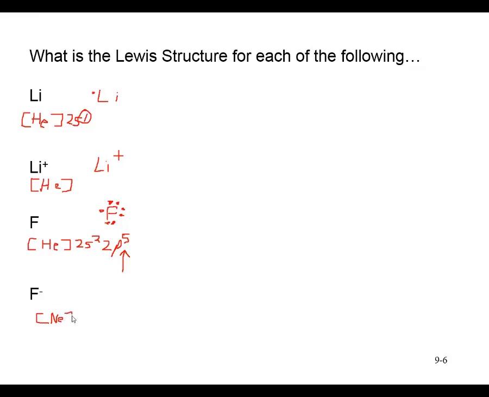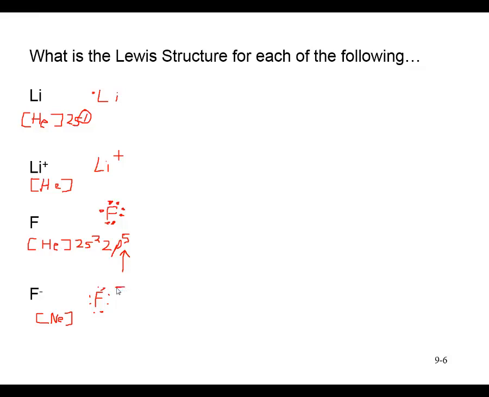Once I have that neon electron configuration, I can draw the fluoride anion Lewis electron dot structure, and I have 1, 2, 3, 4, 5, 6, 7, 8 Lewis electron dots in my structure, and then I have to show the charge, so my charge is going to be a negative charge.